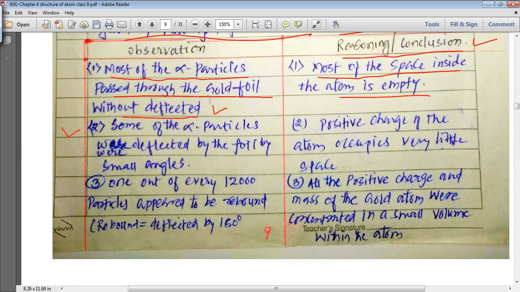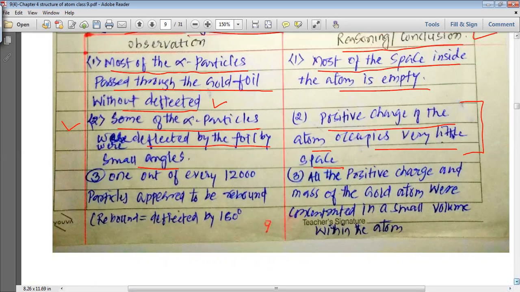Second observation, some of the alpha particles were deflected by the foil with a small angle. So the positive charge of the atom occupies a very small space inside the atom. That is what was understood: there was some positive charge inside the atom that makes the alpha particle deflect. But the number of particles deflected is very small, and that is why the space occupied by the positive charge inside the atom is very small.